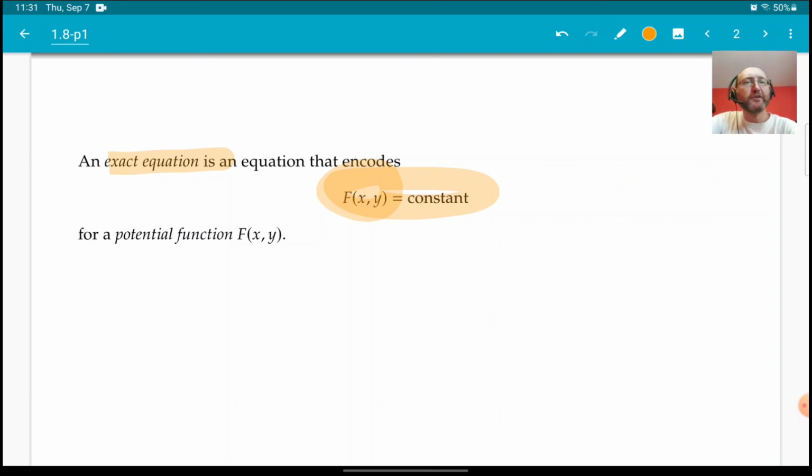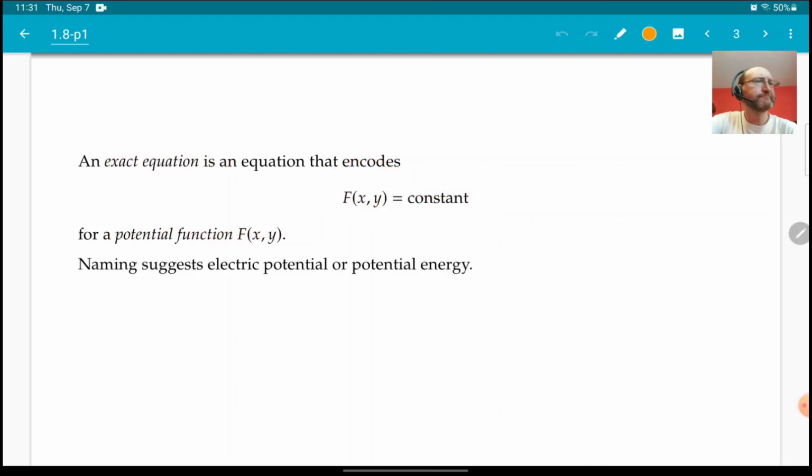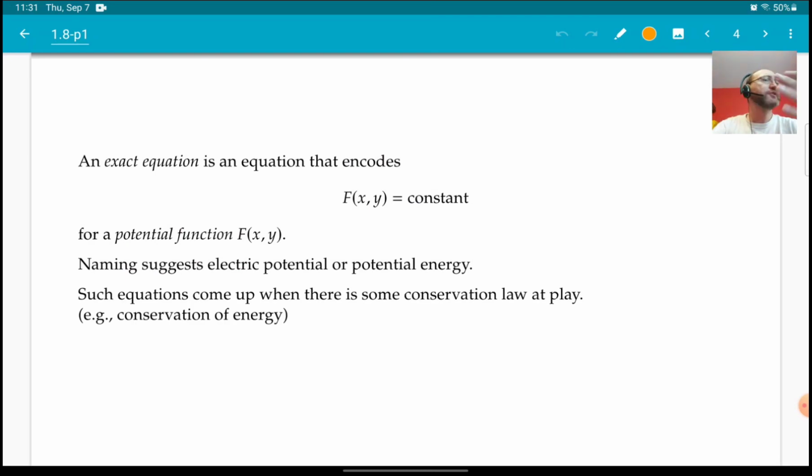All right, so this f is called a potential function, and the naming comes from these things showing up when you have something like electric potential or potential energy. These sorts of equations usually come up when you have some sort of conservation law at play, such as conservation of energy. So that's often when you get these sorts of equations.